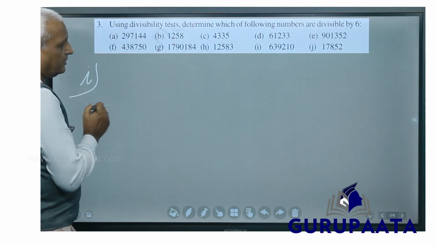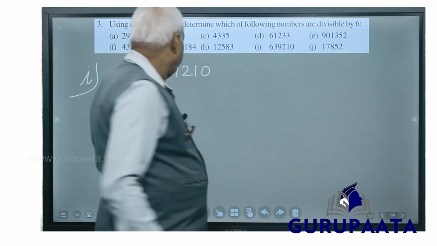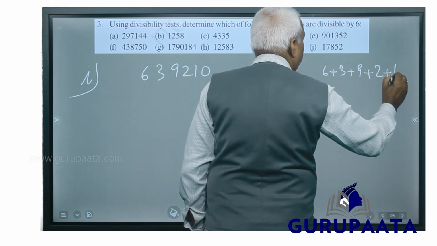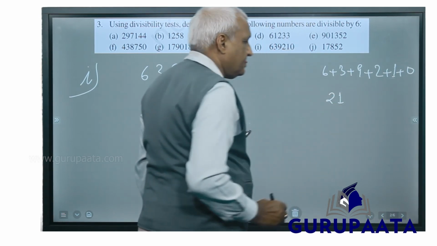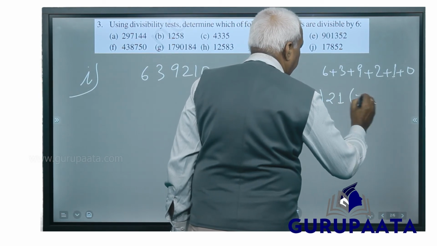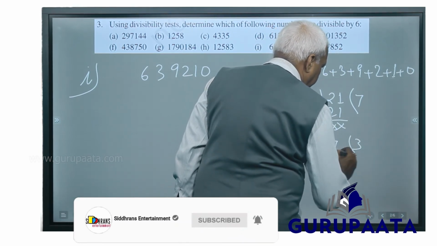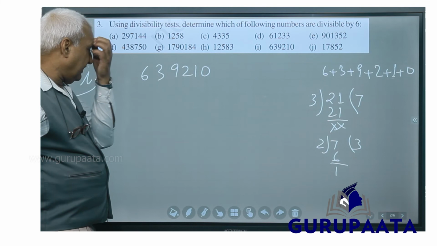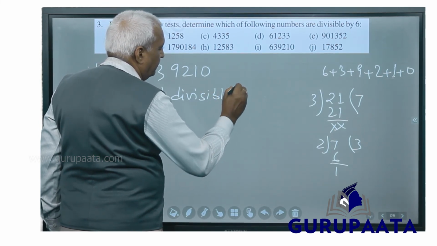We will take now I. 639210. Again, add all the numbers: 6 plus 3 plus 9 plus 2 plus 1 plus 0 is 21. Divisible by 3, but 21 divided by 3 gives 7, which is odd, so not divisible by 2. So, this number is not divisible by 6. We will write not divisible by 6.